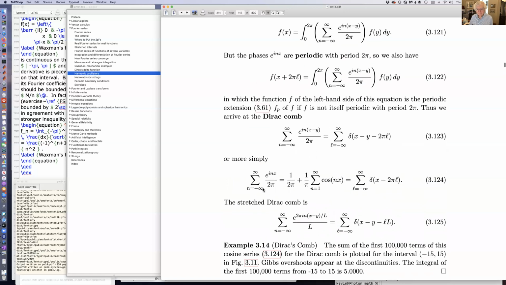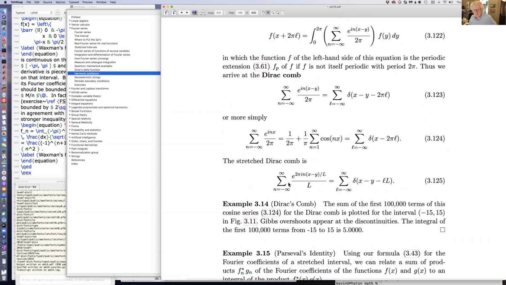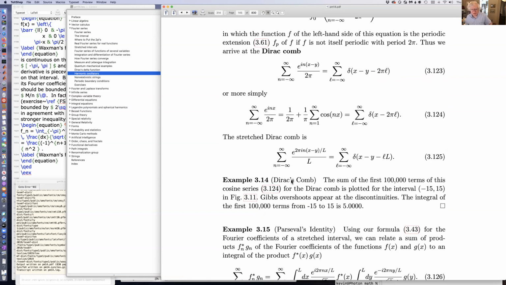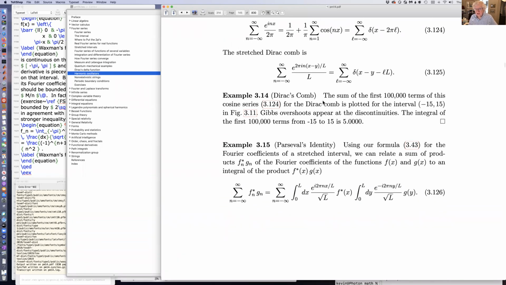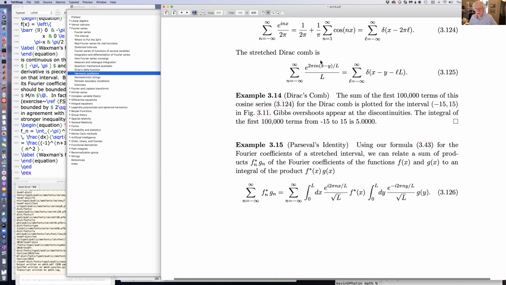Okay, so another way of writing this is you separate out the n equals 0 case, and that's 1 over 2 pi. And the other cases, you can combine the positive n with the negative n, and you get a cosine. And the 2, in fact, helps give you that cosine. And here I've set y equal to 0. We get this as the expression. And if we consider an interval of length capital L, then we get this expression. I used MATLAB to illustrate this numerically. And what we've got here is the first 100,000 terms of this cosine series plotted on an interval from minus 15 to 15.